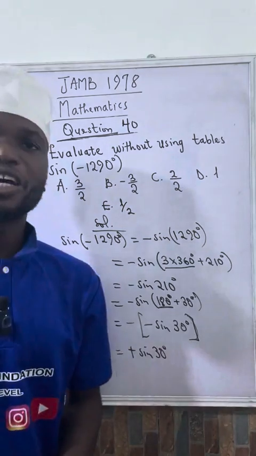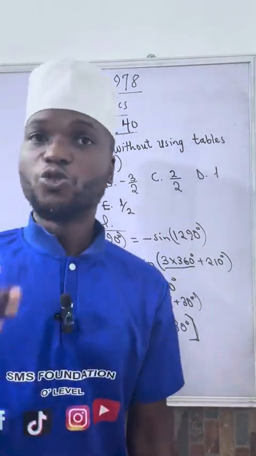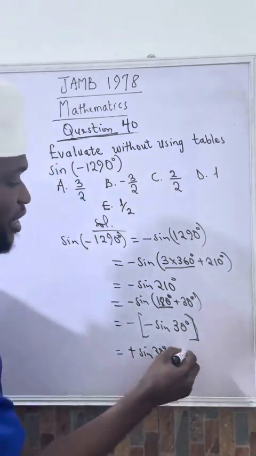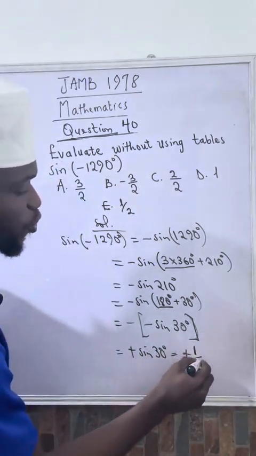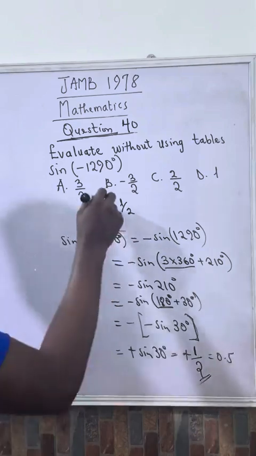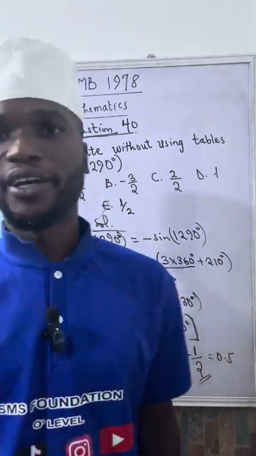If you remember your special angles very well, sine 30 is half, which is 0.5. So I will have my answer as positive 1/2, which is 0.5. So check your options. You see that option E is the best. Thank you.